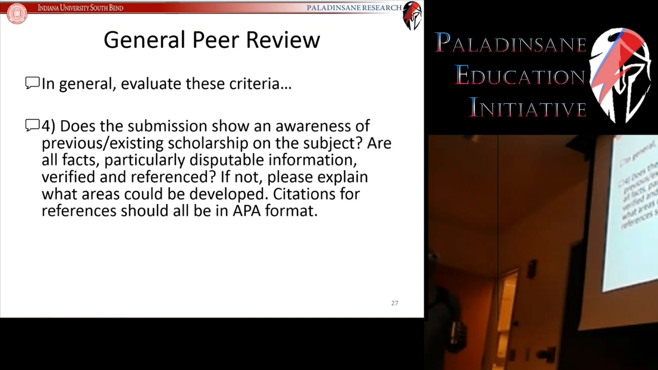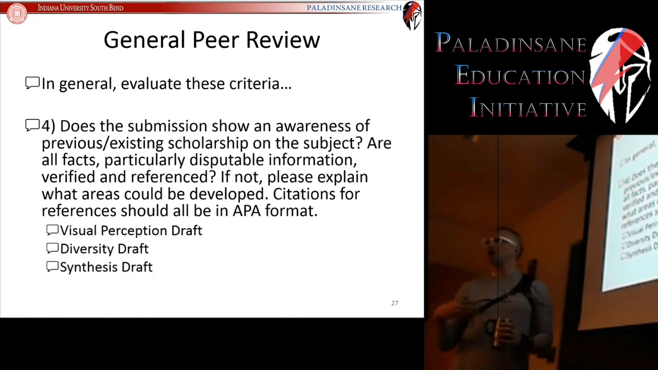Does the submission show an awareness of the previous existing scholarship? Are all facts, particularly disputable information, verified and referenced? If not, please explain what areas could be developed. Citations for references should be in the APA format. That's going to be for all sections.